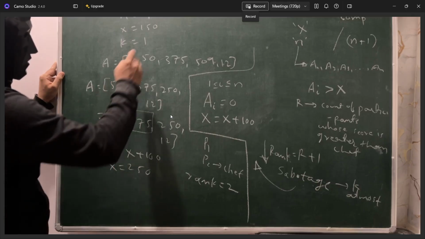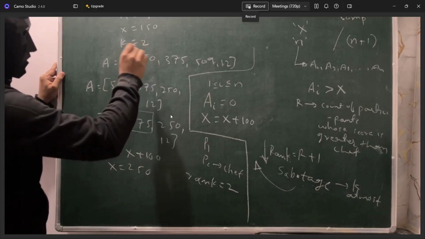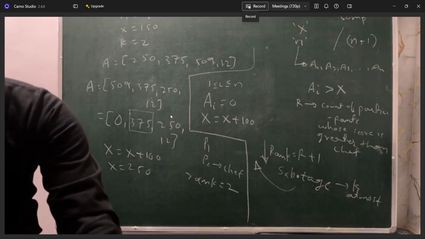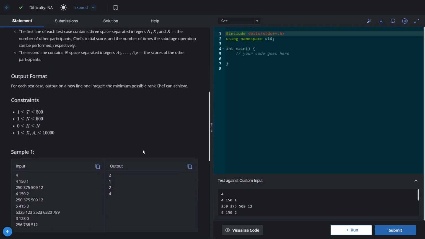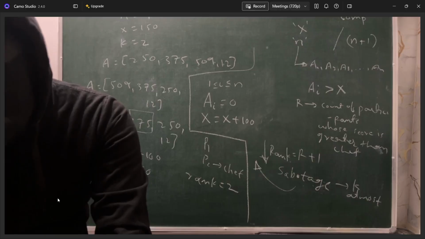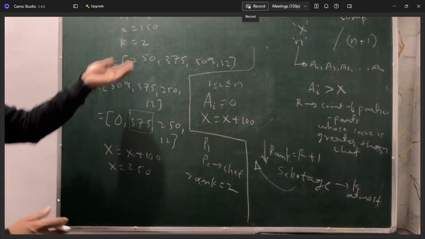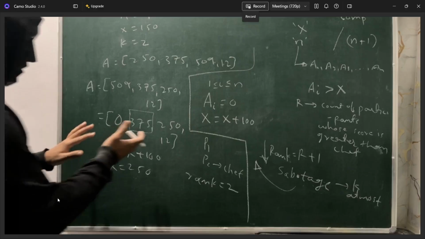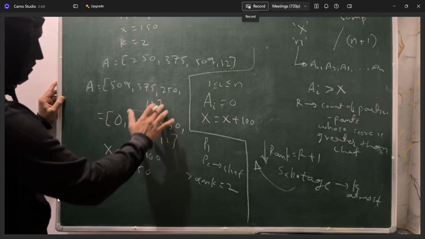minimized. Let's say in this problem, in the second, I think they have given case 2 only. In the first example, yeah, answer is 2, chef's rank will be 2. So the second example is same only, but at most 2 sabotage operations you can do. So here also it will be same. Basically you will have to sort the array in decreasing order.